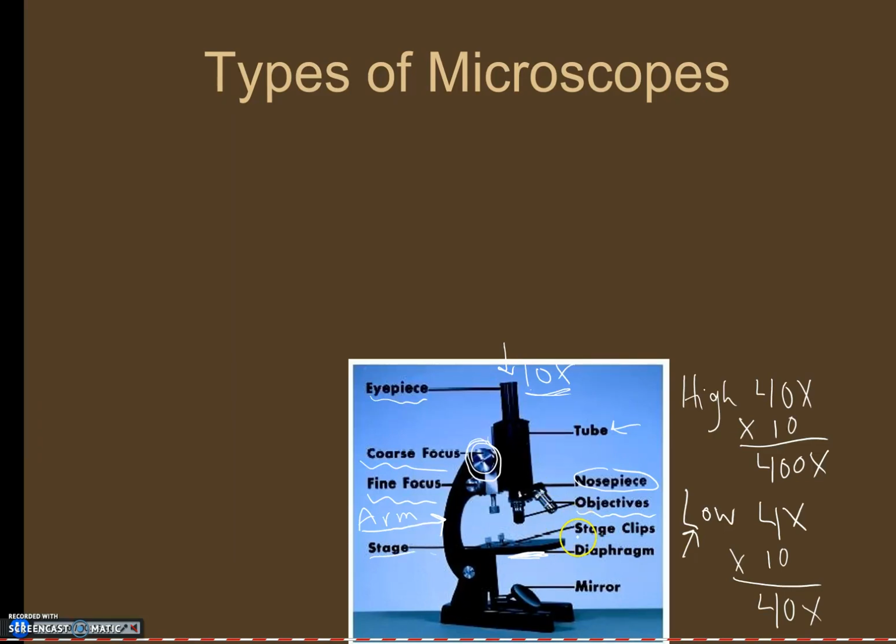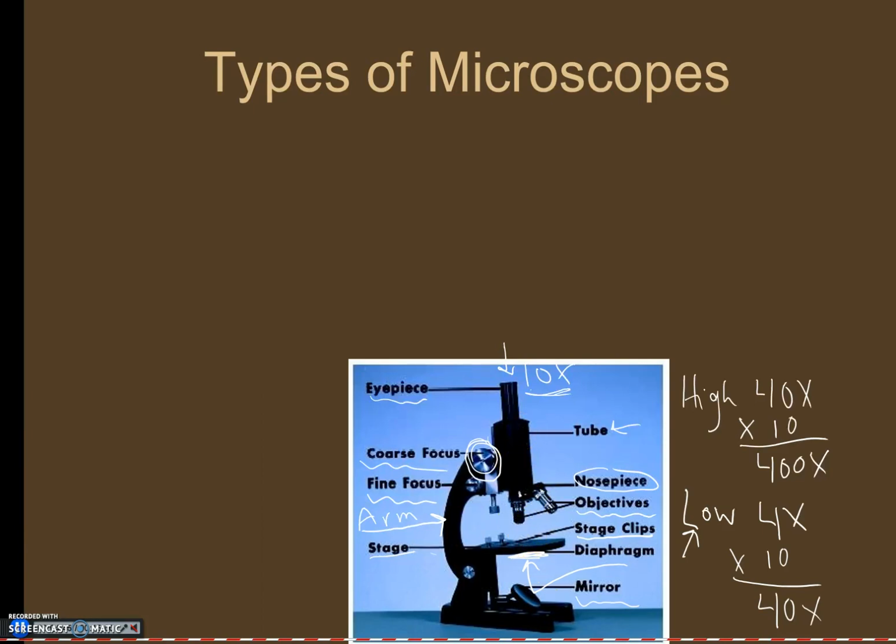And on the stage are going to be 2 stage clips, and their job is to hold the slide in place. In the middle of the stage there's going to be an opening, which is called the diaphragm, and that's what allows light to go through. Now this microscope is one that uses a mirror to reflect light up through the diaphragm so that it then goes to the objectives.